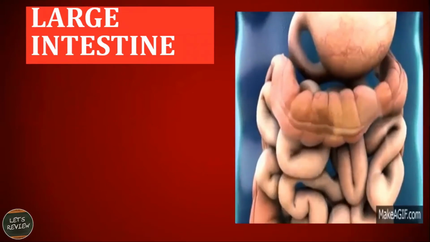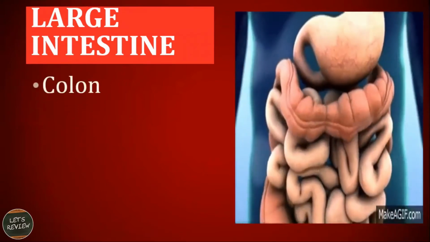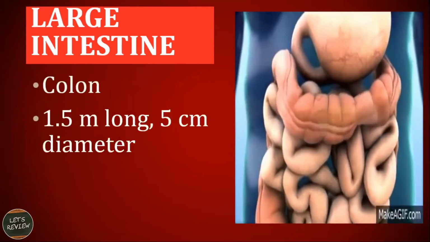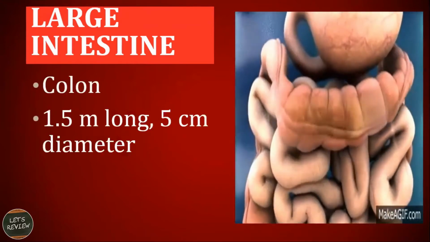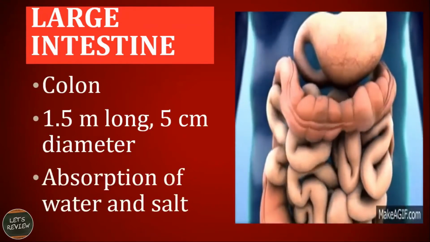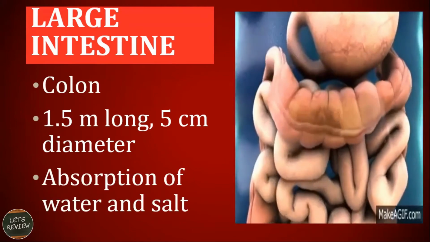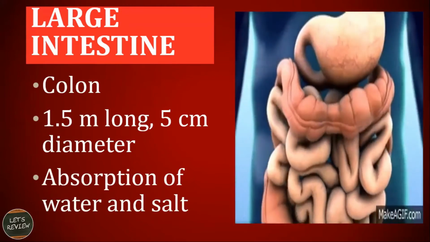The next part of the alimentary canal, which is connected to the small intestine, is the large intestine. It is also known as the colon. It is 1.5 meters long and 5 centimeters in diameter. This is where absorption of water and salt happens.